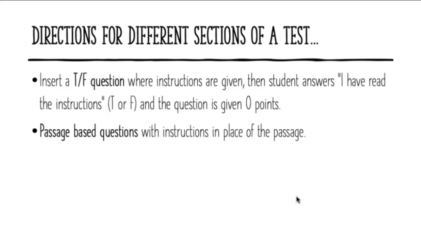But he said a lot of teachers use true-false questions. I thought this is kind of an interesting, fun idea. The true-false question gives directions, and then the answer they have to select is true or false. I have read the instructions, I kind of like that, or I have not read the instructions, and they make it just worth 0 points. But that is a way to insert directions within a test. Now, if you're doing that, you can't shuffle the order though, because your directions could go who knows where. You would stick more with the passage base if you're going to shuffle the order, because that's going to tether to specific questions. But I thought that was kind of a fun idea, so I thought I'd share that.